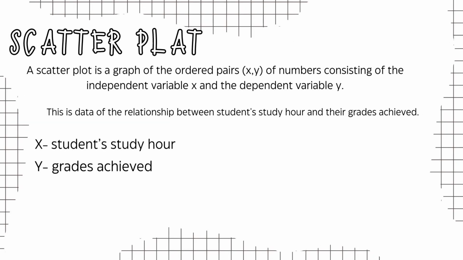Scatter plot. A scatter plot is a graph of the ordered pairs x, y of numbers consisting of the independent variable x and the dependent variable y. This is data of the relationship between student study hours and their grades achieved. The x line stands for student study hours, meanwhile the y line stands for grades achieved.